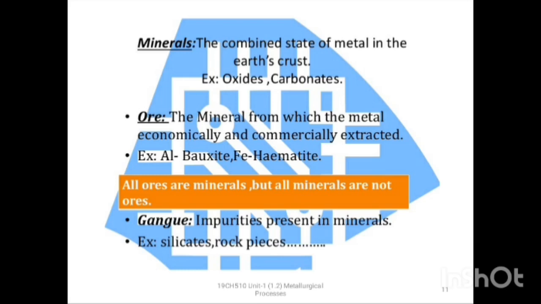And gangue, what do you mean by gangue material? So impurities present in minerals such as silicates and rock pieces and some sand-like materials are called gangue.